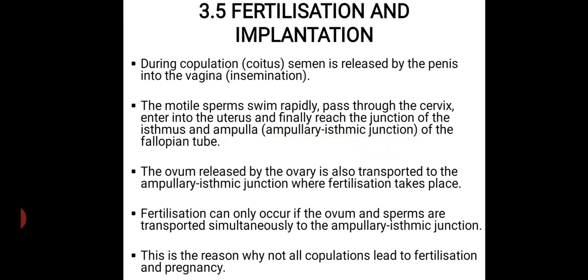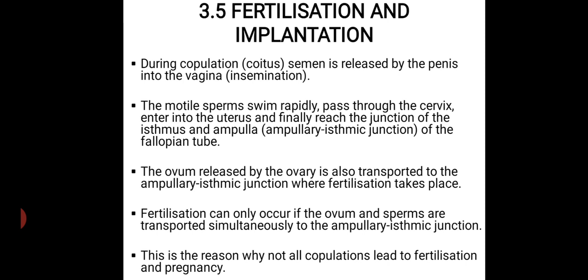This is the main meeting area of a sperm and ovum. This ovum, which is released after ovulation, waits over here only for sperm to come and fertilize it. And this ampullary isthmic junction is situated where? It is situated in the fallopian tube. So now the ovum which is released by the ovary is transported to the ampullary isthmic junction.